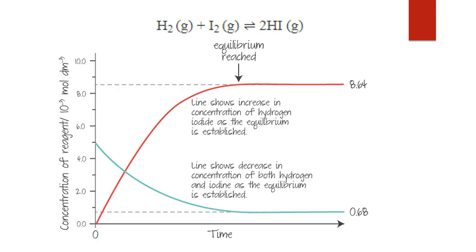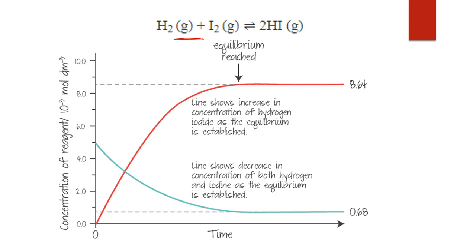So this is a graph for the system for the production of hydrogen iodide from hydrogen gas and iodine gas to give 2HI. Okay, so if we think about this, initially when the reaction first kicks off, we're going to have hydrogen and iodine combining, so they're going to be colliding and reacting.